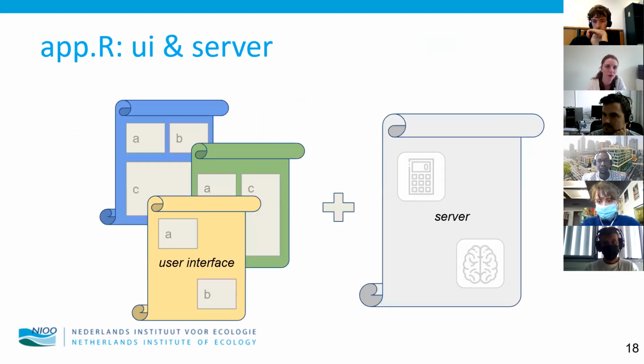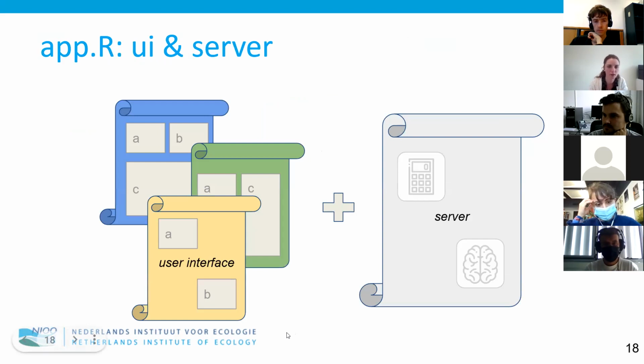So there's a UI and a server part, and what does that mean? The UI stands for user interface, and this is the section of code where you really decide on what you want your app to look like. So where should your plots be? Where should your buttons be? That is all part of the user interface.